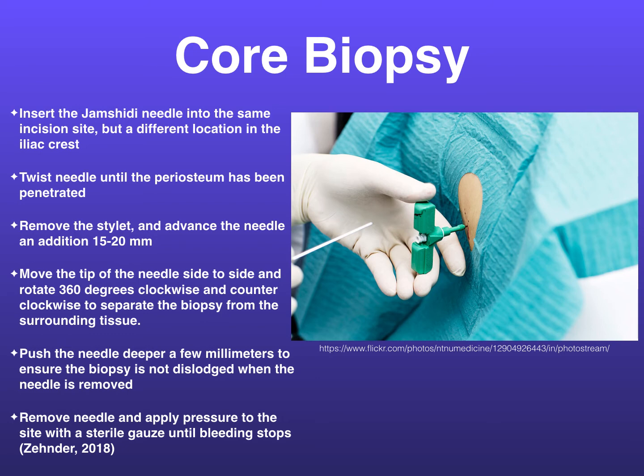Once the periosteum is penetrated, the stylet is removed and the needle should be advanced an additional 15 to 20 millimeters. Then gently move the needle side to side and twist it 360 degrees clockwise and counterclockwise to ensure the biopsy is separated from the surrounding tissue.